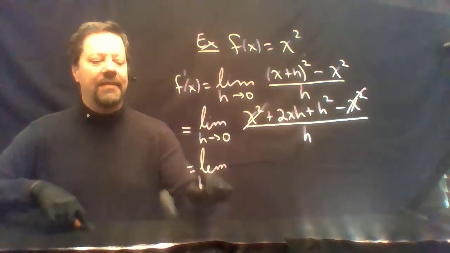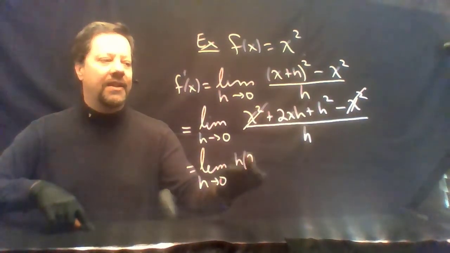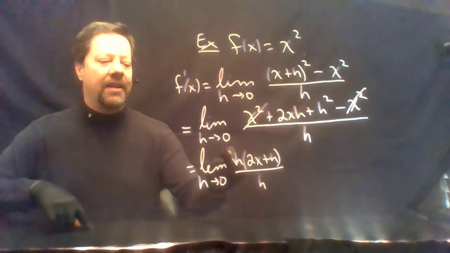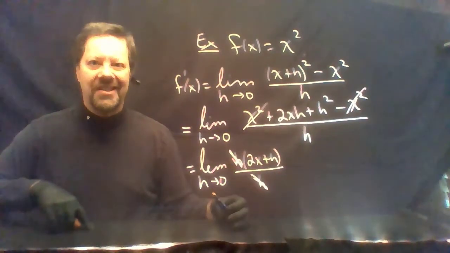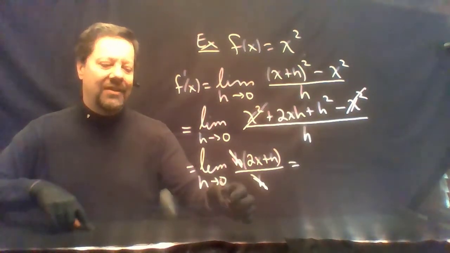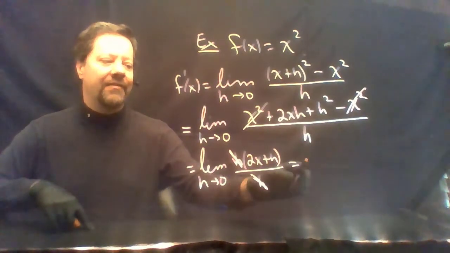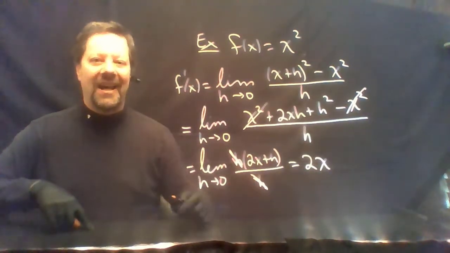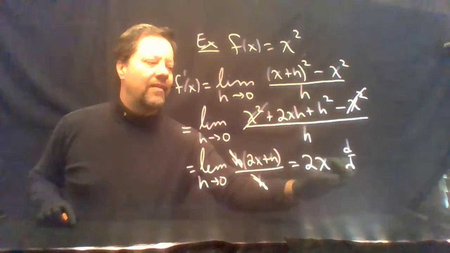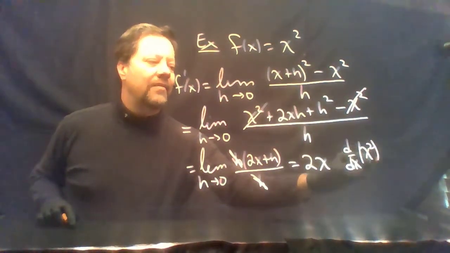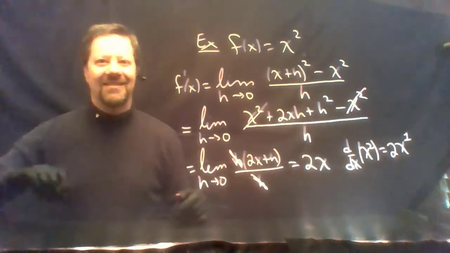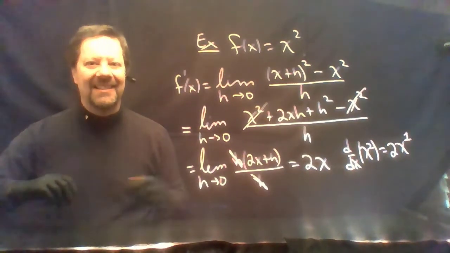We'll write this as the limit as h goes to 0 of h times (2x plus h) divided by h. You can see that the h's cancel. That's good news. Now, taking the limit as h goes to 0 of what's left over, we get 2x. It follows then that the derivative of x squared is 2x to the power 1. Do you see what I'm getting at?